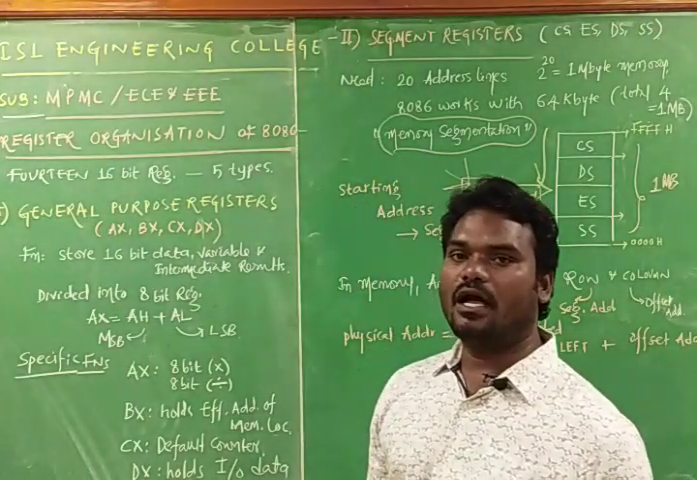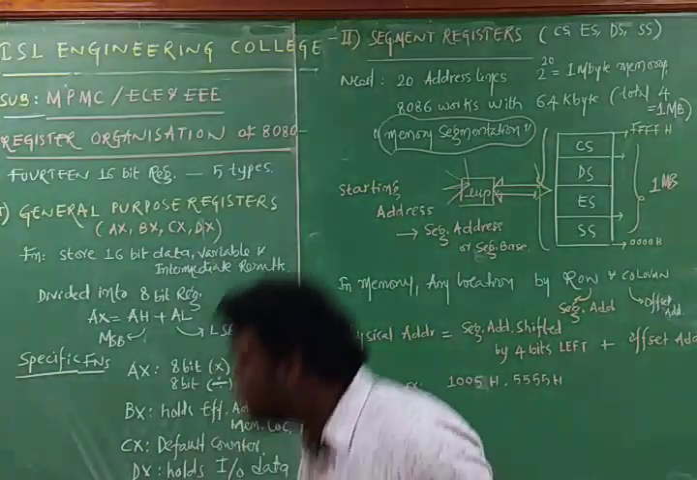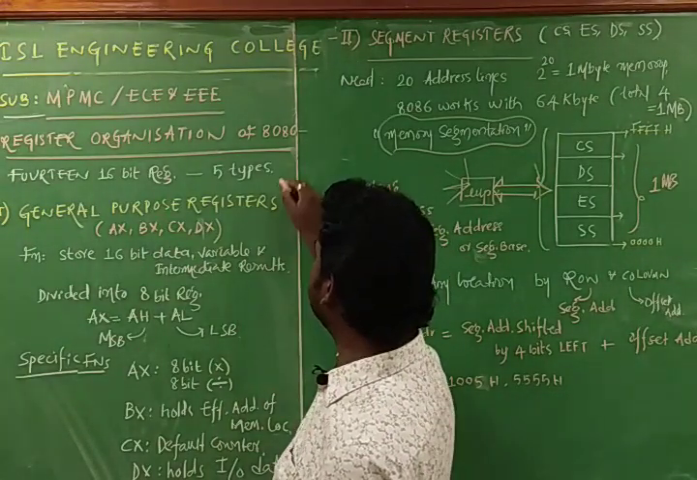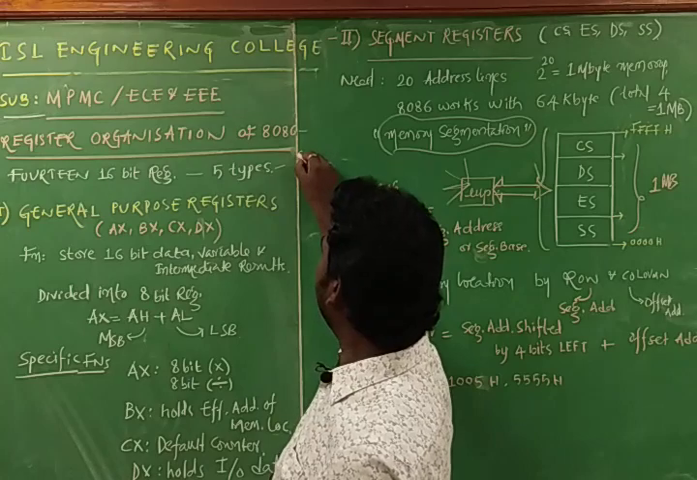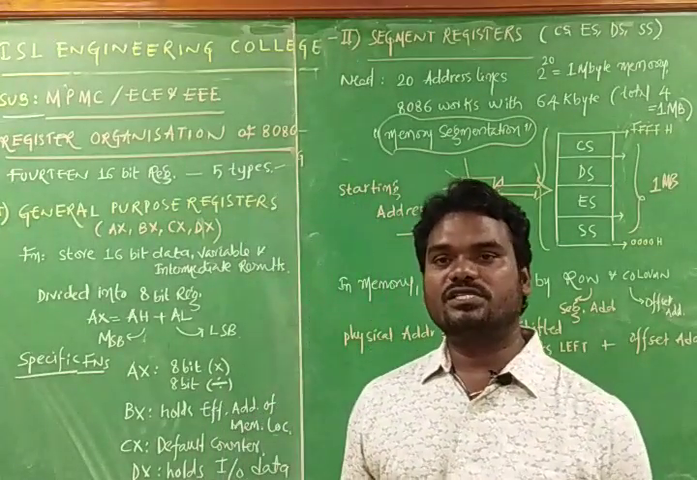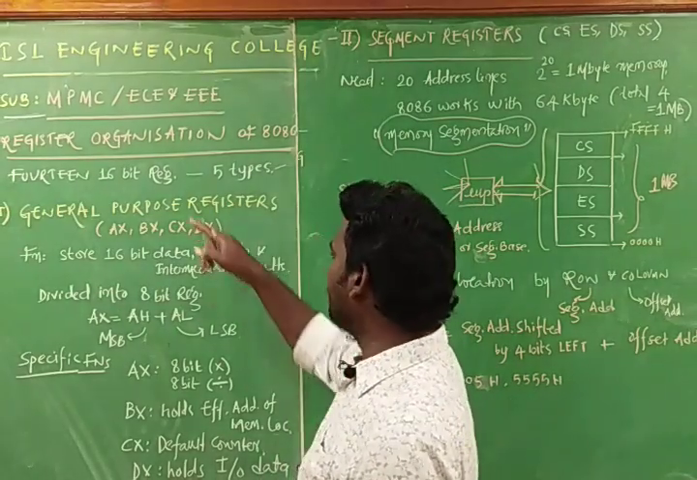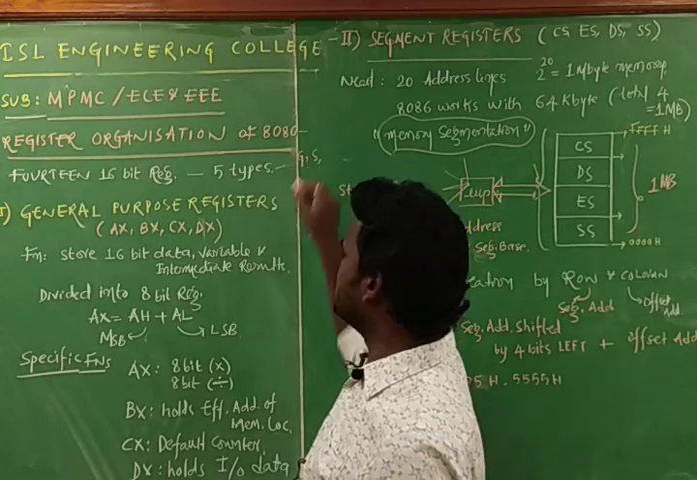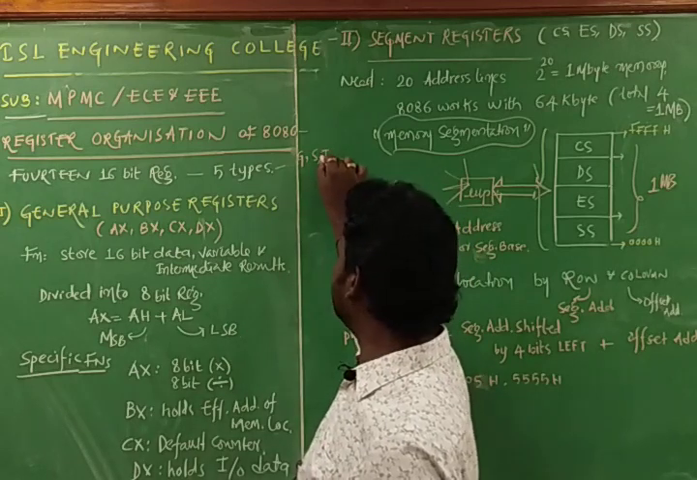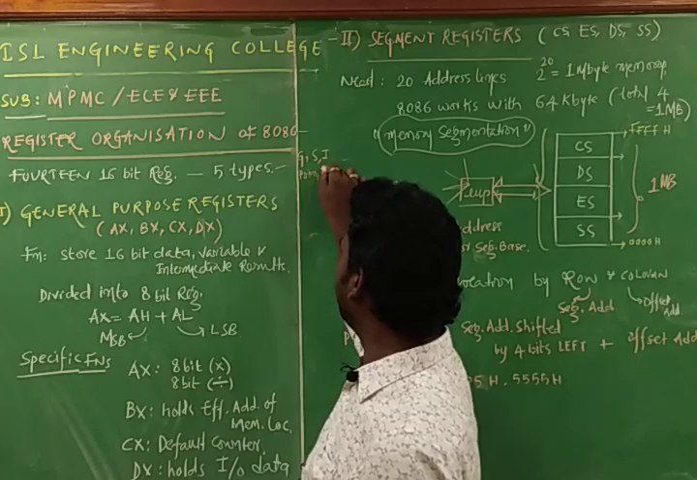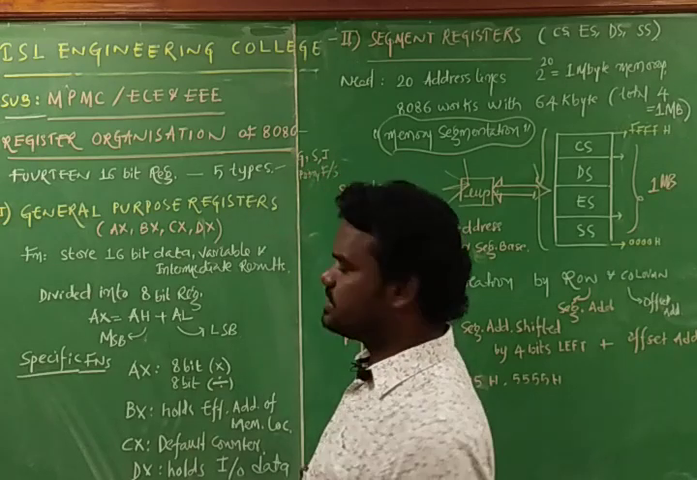The first category of these 14 16-bit registers is named general purpose registers. The next classification of the internal registers is the segment registers. Next are the index registers. Next are the pointer registers, and the next one is the flag or status register.